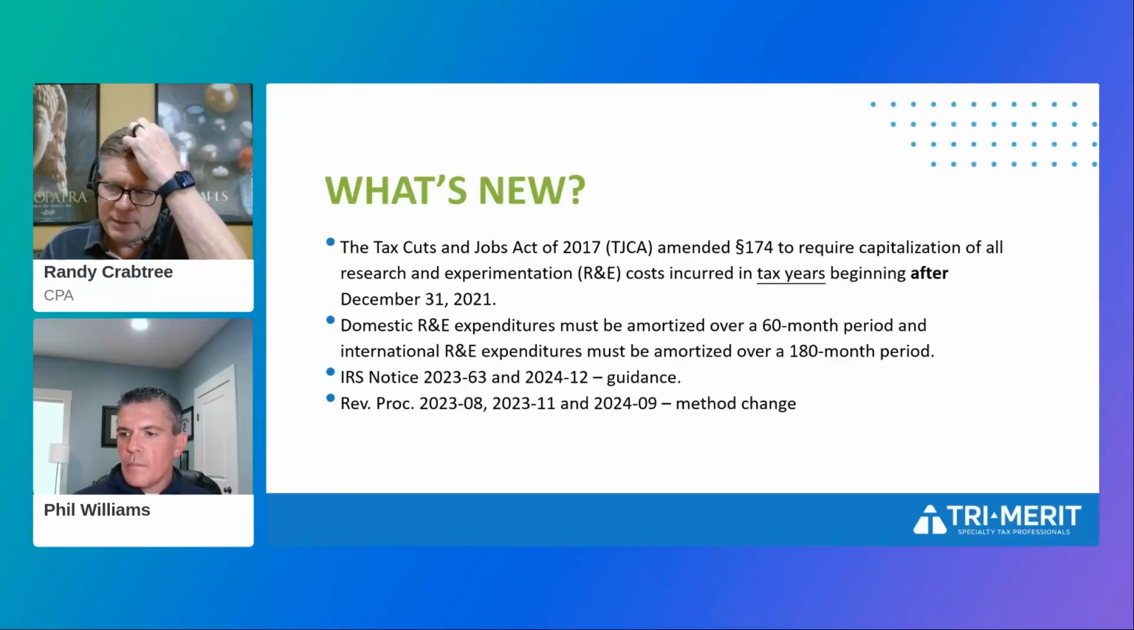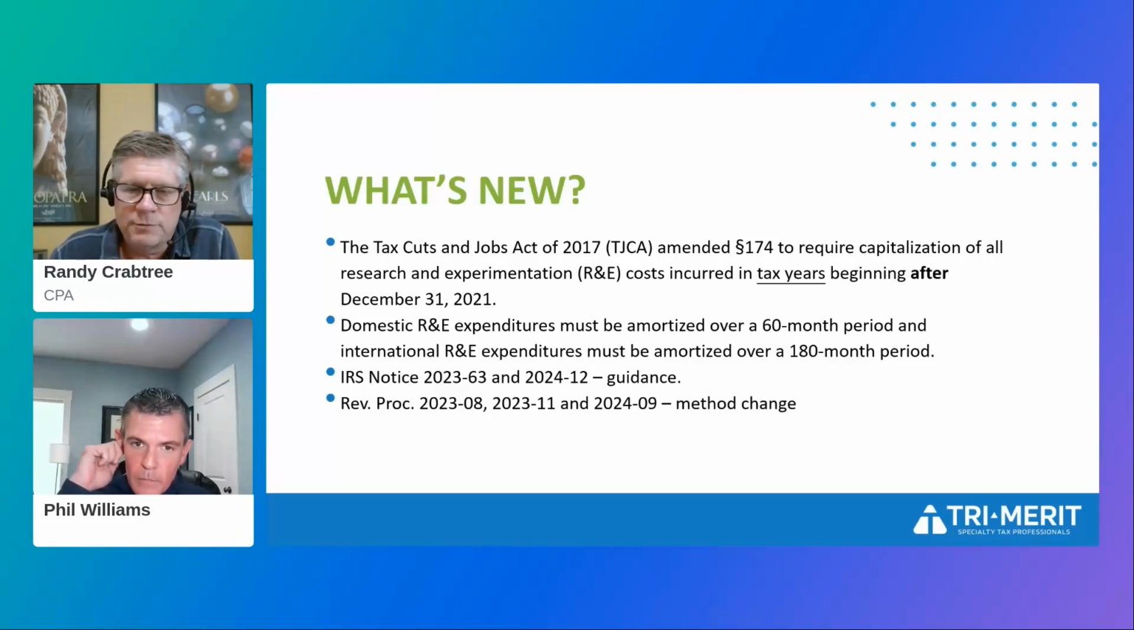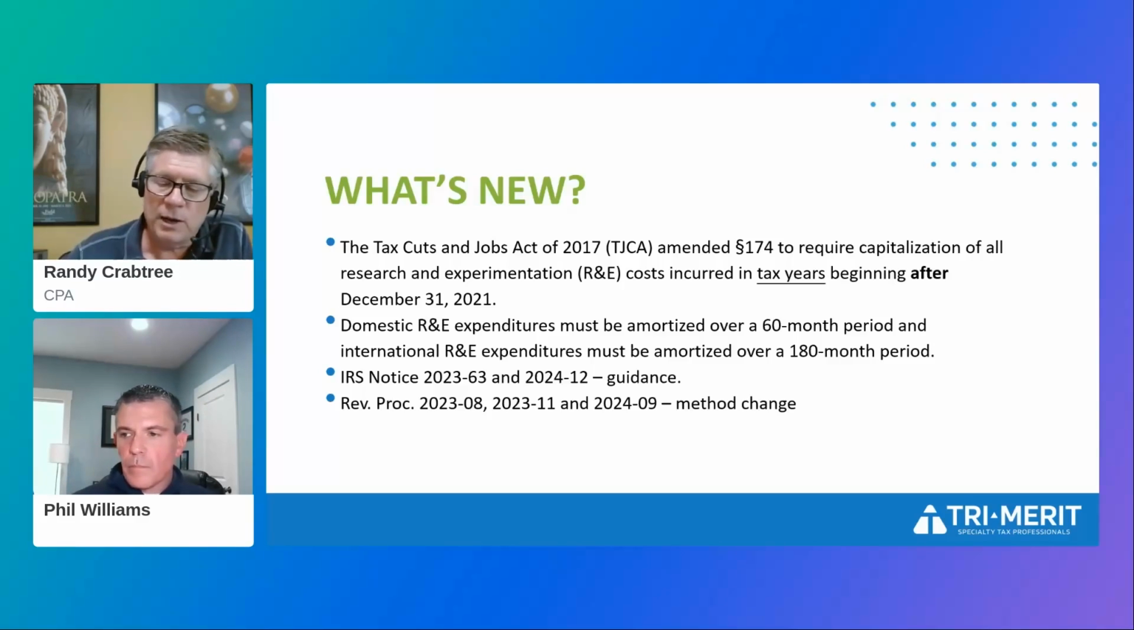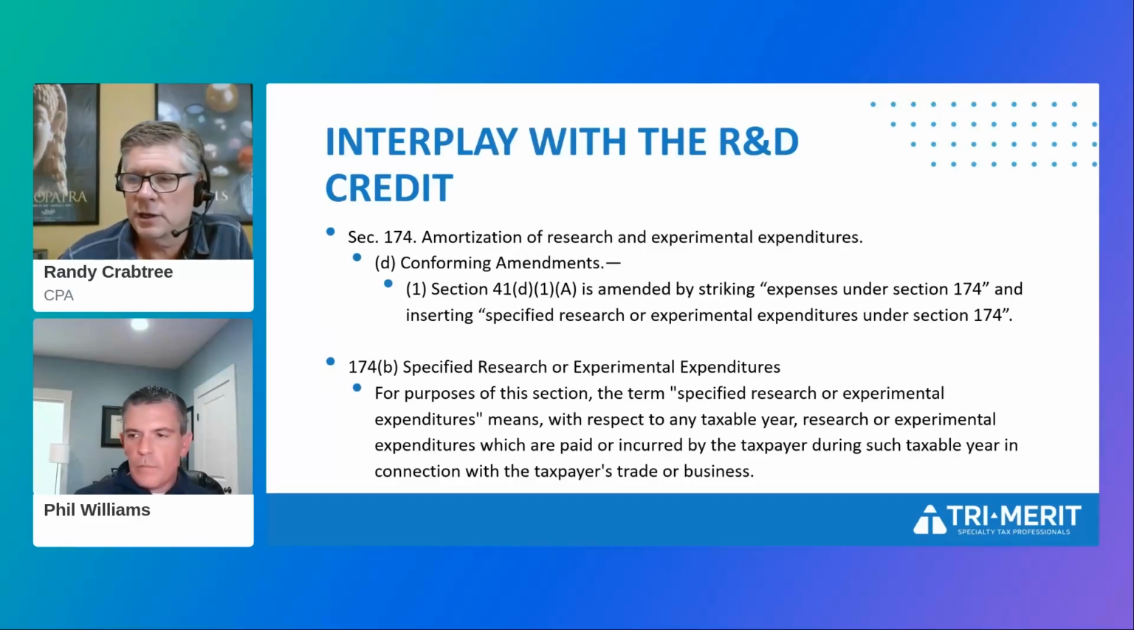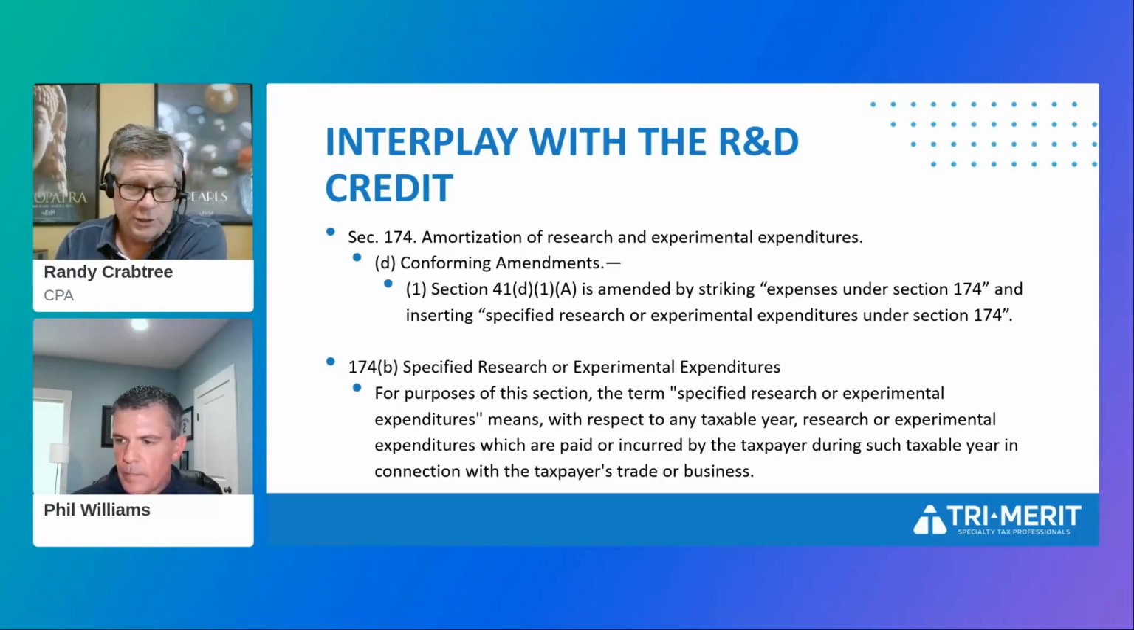We did get some guidance in IRS Notice 23-63 and 24-12, which talk about what 174 expenses are in general. Before I even get to that, just real quick, because I get this question a lot: is my credit only based on the amortized cost in an individual year right now because of this? No. When the Tax Cuts and Jobs Act defined these changes, they had a conforming amendment that basically said you still get to take the cost that you paid or incurred during the tax year in the calculation of the credit, not the amortized cost. Separate when we're calculating the credit. That was a big deal.